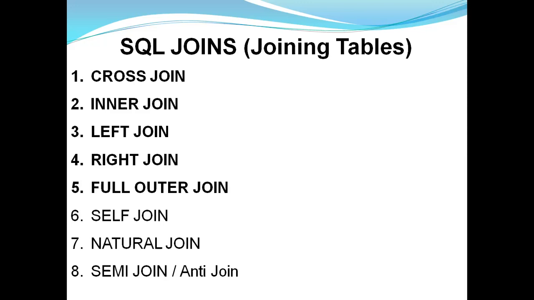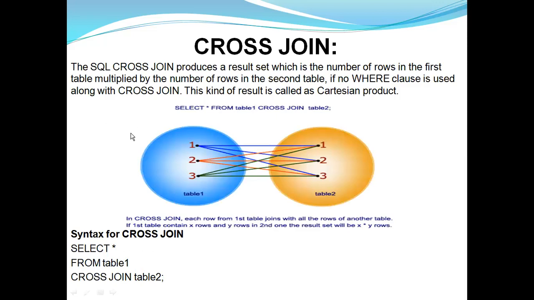So how to perform a cross join? You have to use the keyword cross. SQL cross join produces a result set which is the number of rows in the first table multiplied by the number of rows in the second table. So 1 is related with all 3, 2 is related with all 3, 3 is also related with all the 3. Clear here? Simple. Now let's perform it.